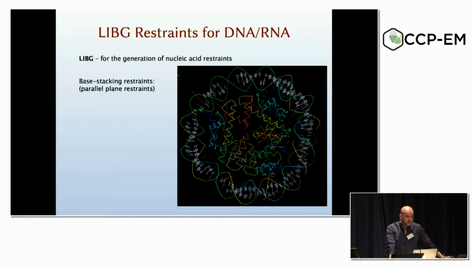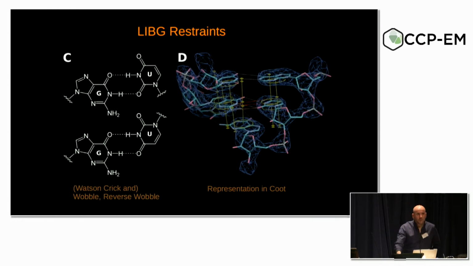Additionally, apart from distances, we can have other geometric information that we can apply to our model, our prior knowledge. And in this case, we're looking at the output of LIBG, which does base pair stacking and parallel plane restraints, which can be used in RefMac and Coot for stabilizing and refinement. LIBG provides Watson-Crick base pair stabilization, and in this case, wobble and reverse wobble.